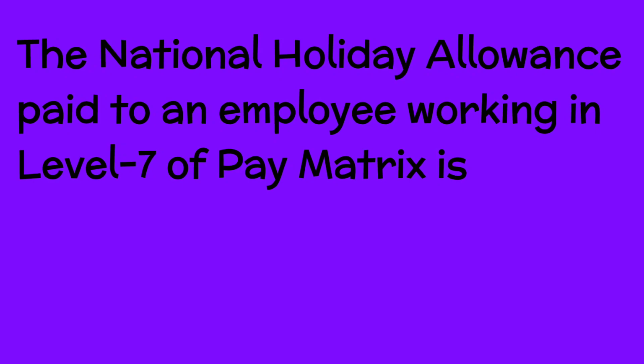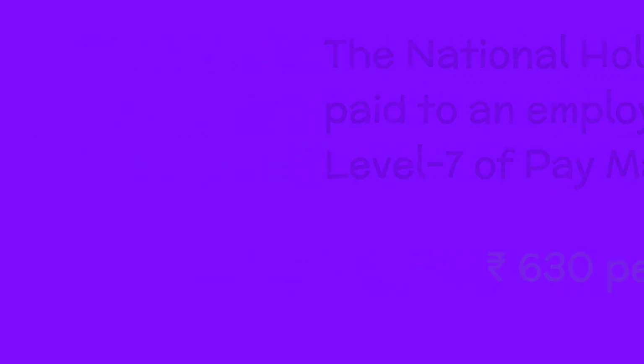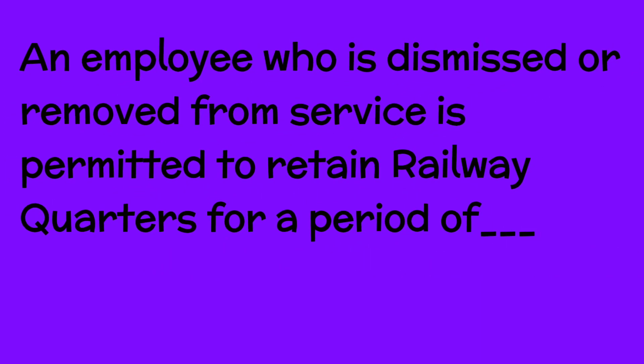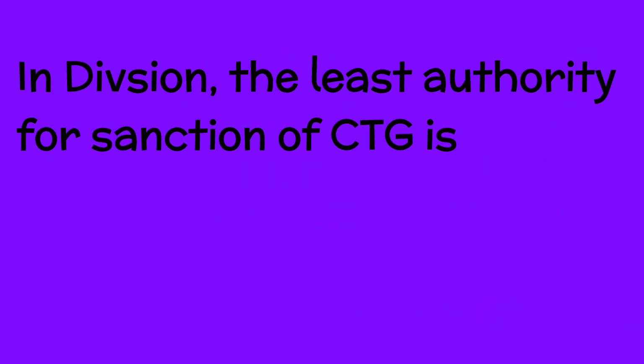The national holiday allowance paid to an employee working in level 7 of the pay matrix is rupees 630 per day. Chapter 7 of IREM Volume 1 deals with railway quarters and recovery of rent. An employee who is dismissed or removed from service is permitted to retain railway quarters for a period of 1 month.